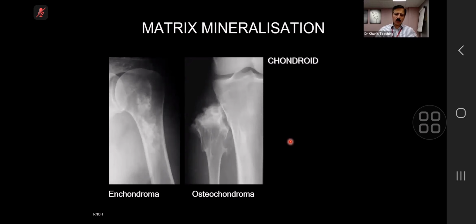Then comes the concept of chondroid matrix. Now, chondroid matrix is cartilaginous matrix, and within that cartilaginous matrix, part of it is only seen on MR, and part of it calcifies. When it calcifies, the bone density is quite high, and you can see it through the bone. So it is very usual for an enchondroma to be seen like this. There might not be any lytic lesion, just calcification.